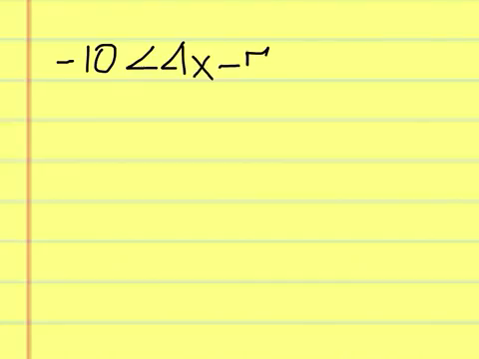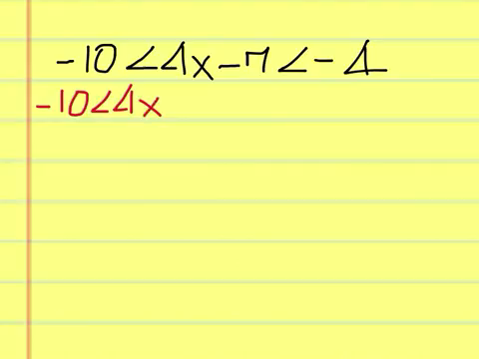We want to solve this compound inequality of negative 10 less than 4x minus 7 less than negative 4. There are two ways you can solve this. Here is the first way. The first way is to break it into two inequalities. Use the first two parts and then use the last two parts to create two different inequalities.